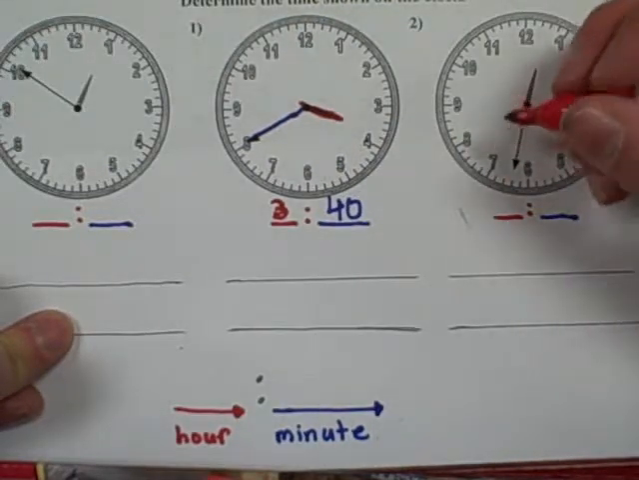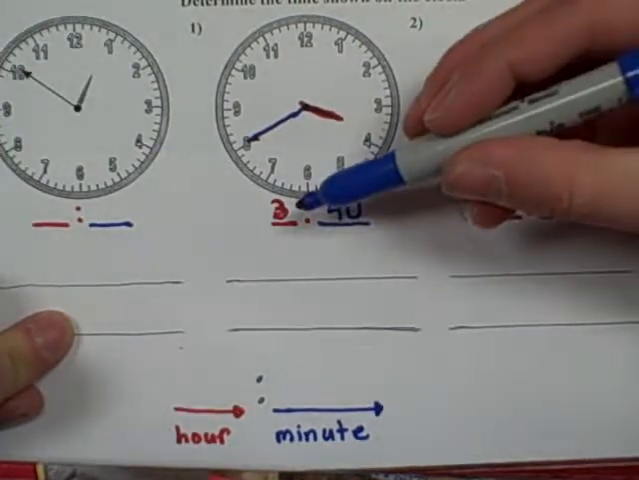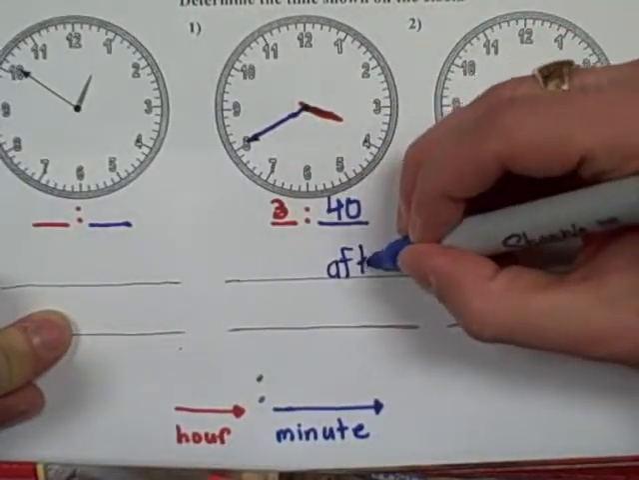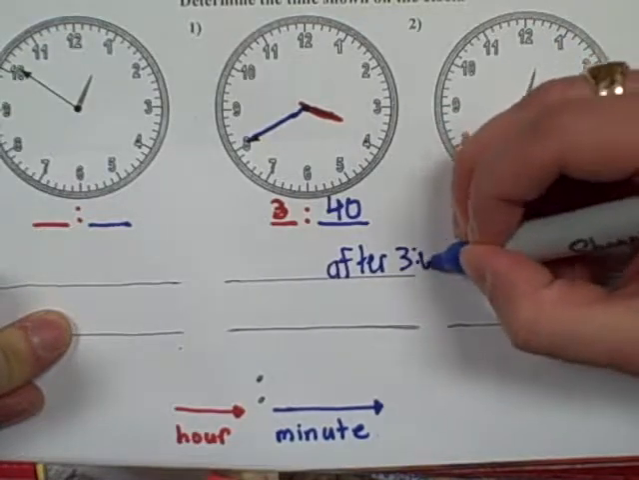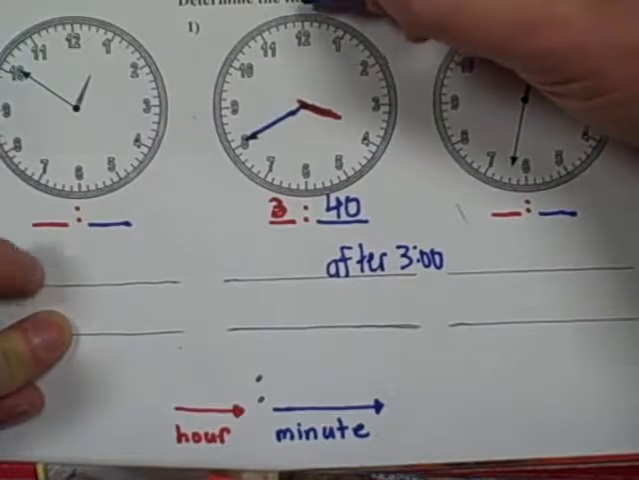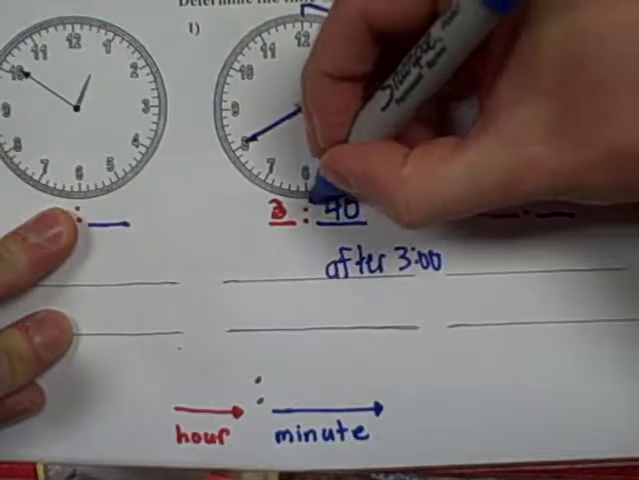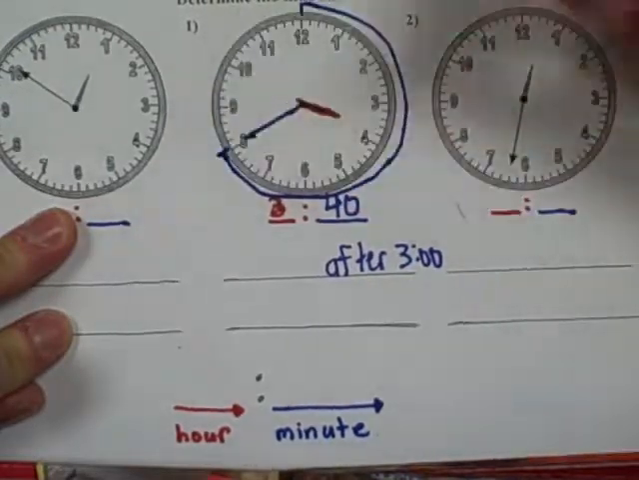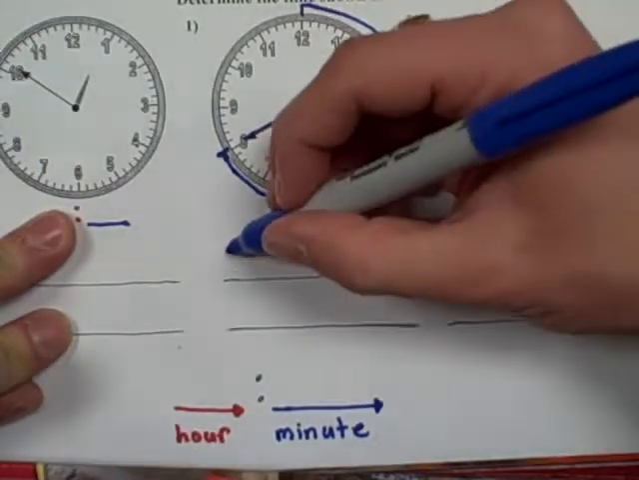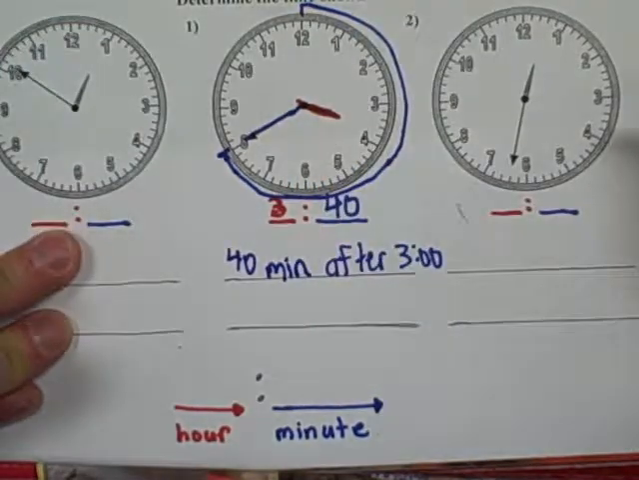Now, let's move on. Let's figure out how many minutes are after the hour. We know it's after 3 o'clock, so we're going to write after 3. But we don't know how many minutes are after 3, so let's start at 0 and we'll count. We'll go all the way around there, and that's where it stops. How many minutes is that? 40. So it's 40 minutes after 3.